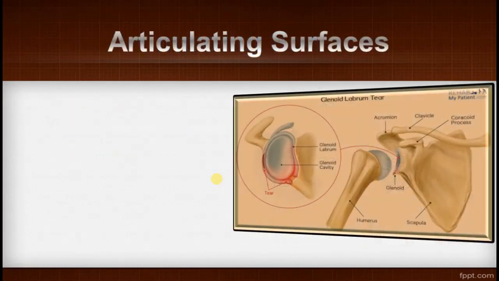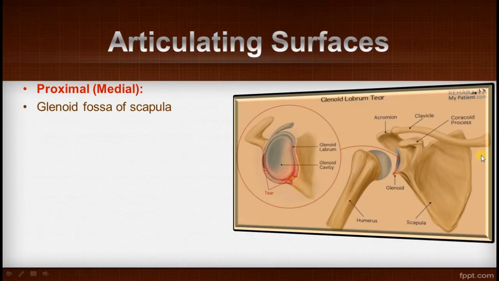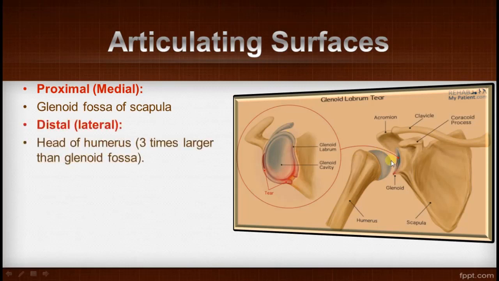Here you are looking at the articulating surfaces of the shoulder joint. Mainly the proximal or medial articulating surface is formed by the glenoid fossa of the scapula. It is not a very deep fossa, and does not form a perfect socket for the head of the humerus. It is a very shallow fossa which is pear shaped. And the distal or lateral surface is the head of the humerus, which forms the ball for the socket. The head of the humerus is three times larger than the glenoid fossa, forming 3/4 of a sphere.